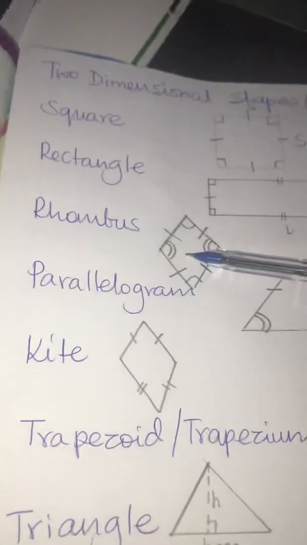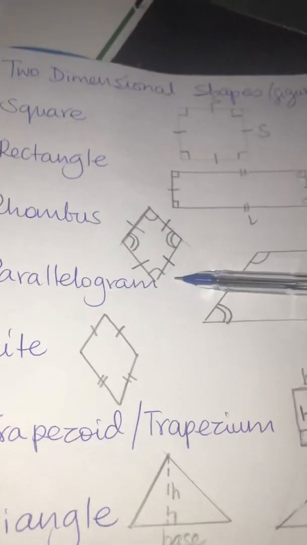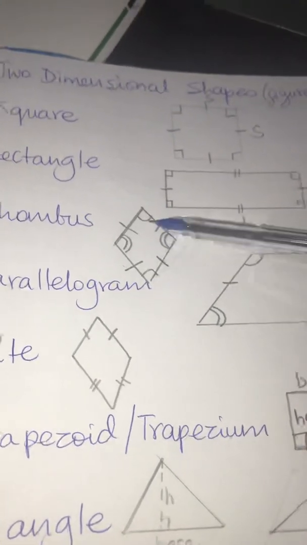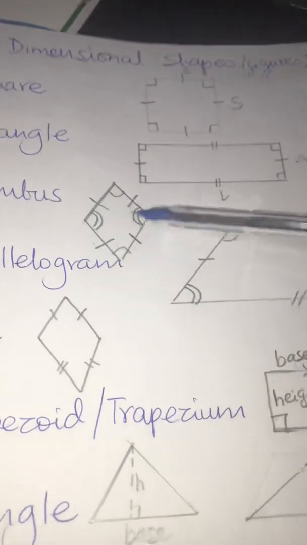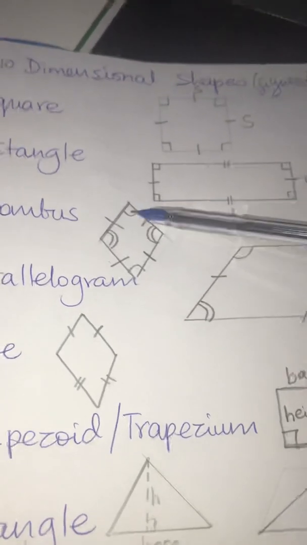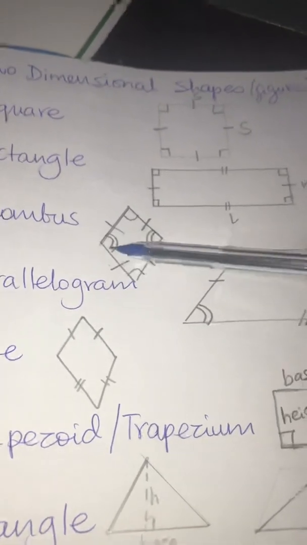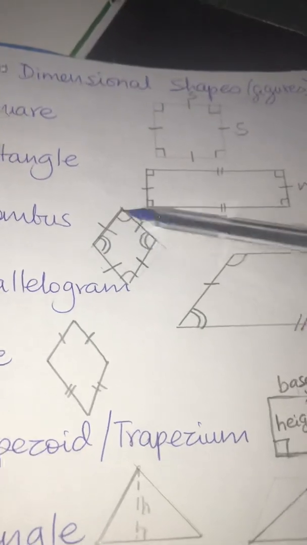And then you have a rhombus. All the sides are congruent. The opposite angles are also congruent. Okay. The angles in here cannot be 90 degrees. There can be any other number, but not 90 degrees.